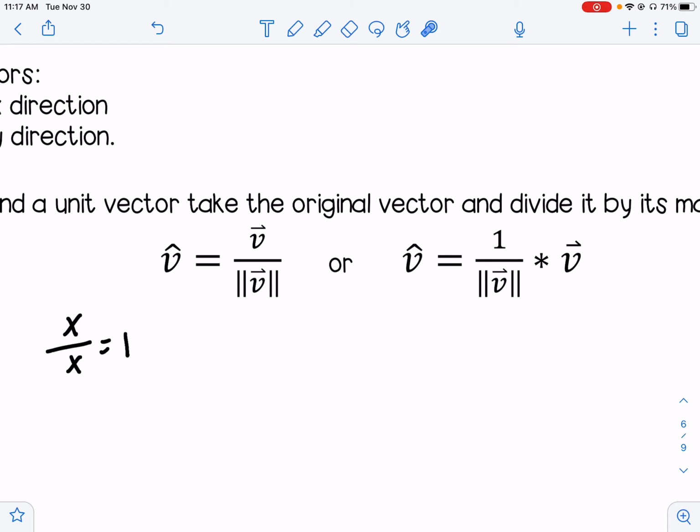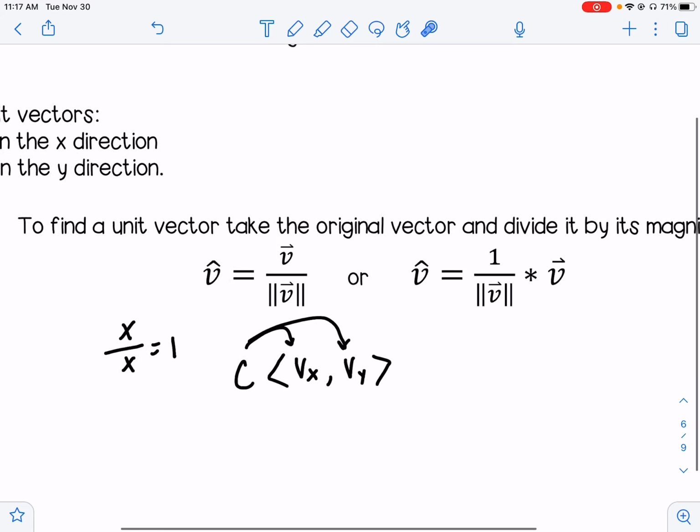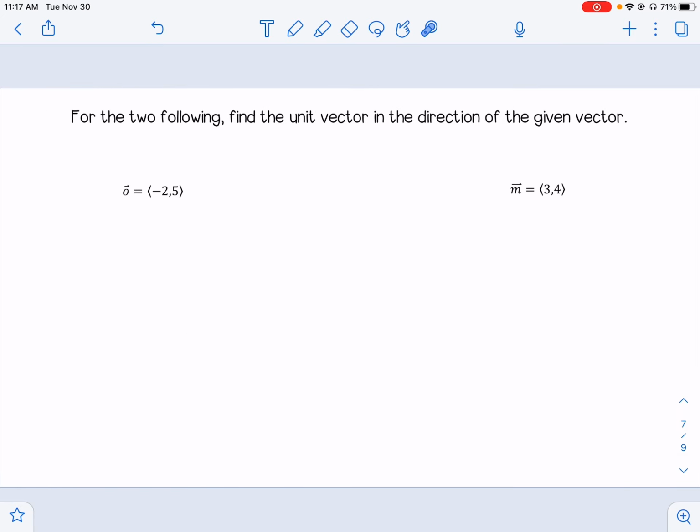On the last few slides, we saw that whenever we're multiplying by something or dividing, we're going to take those component forms. So if we had C here, we're going to distribute that in. So that's what we're going to be doing here. We're going to find the magnitude, and then whatever that magnitude is, we're going to divide both of the components by it. So let's give this a practice.